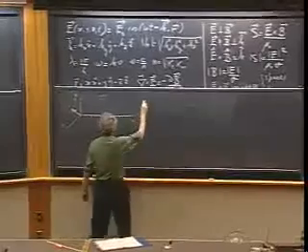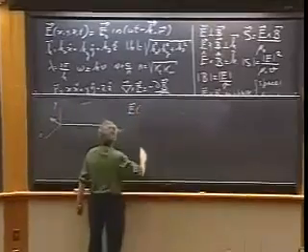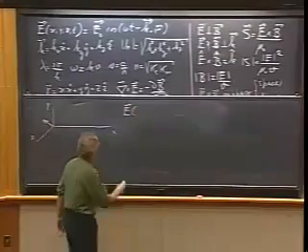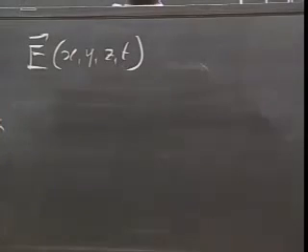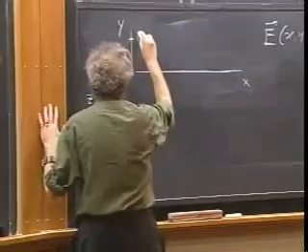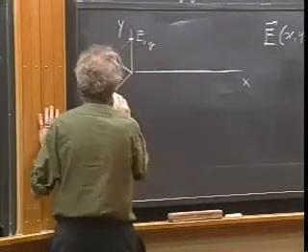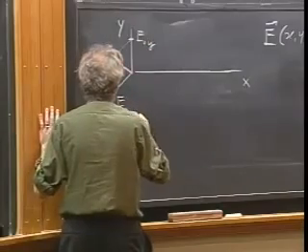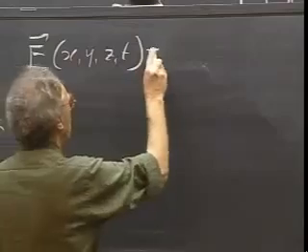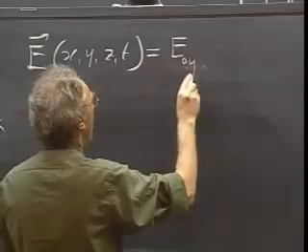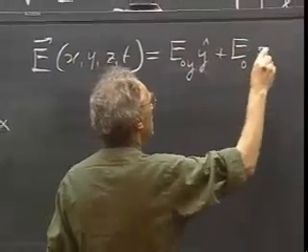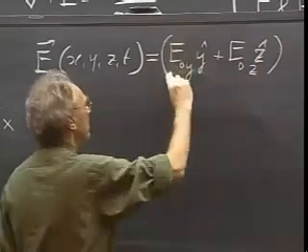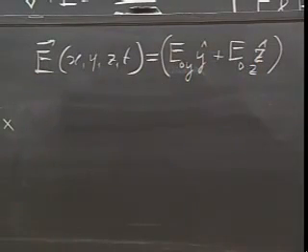So the standing wave, E, as a function of x, y, z, and t, can then be written as this vector, where this here would be E0y at its maximum, and this would be E0z at its maximum. So that's the one that comes first. So you get E0y in the y direction plus E0z in the z direction. That is the direction of that E vector.